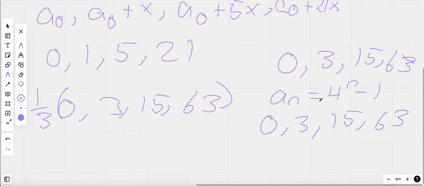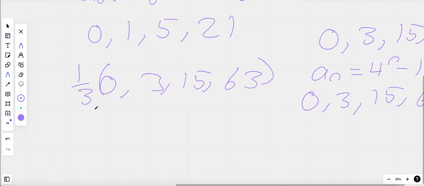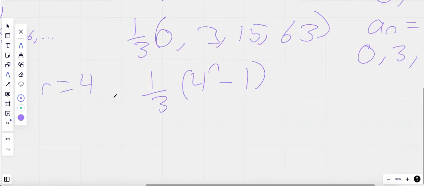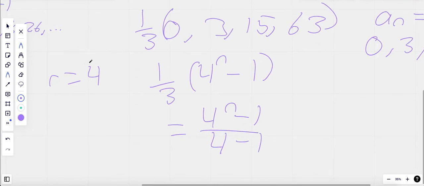And knowing this, let's go back to here. Now that means that we have 1/3 of 4 to the n minus 1. And again, our common ratio between the differences is 4 in this case. So let's rewrite everything in terms of this common ratio between the differences of 4. So that would look like 4 to the n minus 1, and now we're going to do 4 minus 1. And I want to take a look at what's happening here.